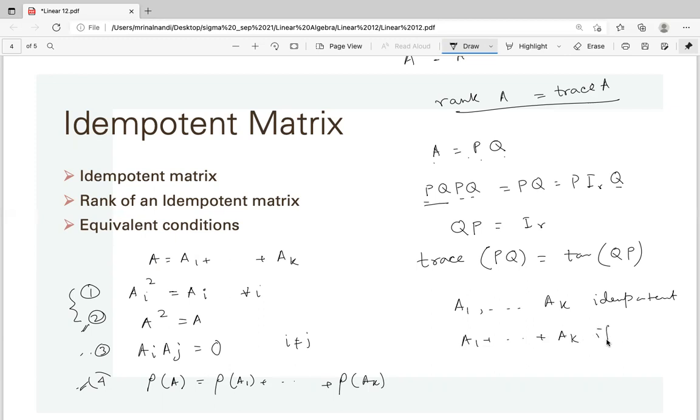Then the sum is also idempotent if and only if, it is clear, if you take the square, then if some product term is there, this is a null matrix for all i not equal to j. And there is a very important theorem, called the Fisher-Cochran theorem. This is actually very useful for statistics purposes.